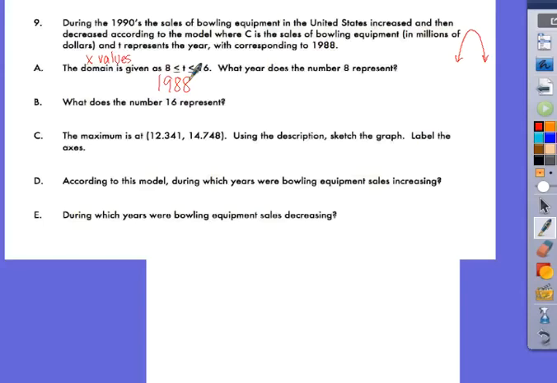Okay, what do you think the number 16 then represents on the graph? So if 8 is 1988, between 8 and 16 is how many more years? 8 more years. So 8 more years would be 1996. There you go, 1996. Okay, and then, all right, now it says the maximum is, and then it gives you this point. Using the description, sketch the graph, label the axis. Okay, I'm going to sketch my graph down here. Okay, we need to make this nice and neat.